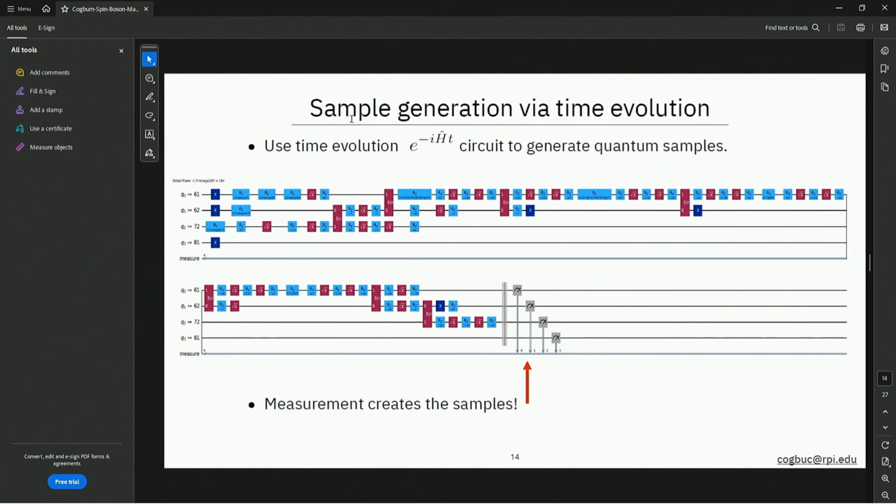So how are we going to generate our samples? We're going to do it using a time evolution circuit. Basically, after running through this circuit with many different couplings over many different time periods, we perform a measurement, and this is how we create our samples.